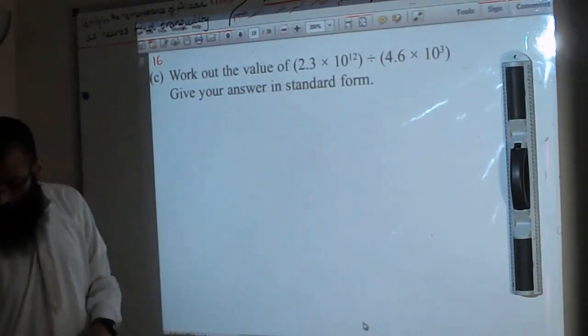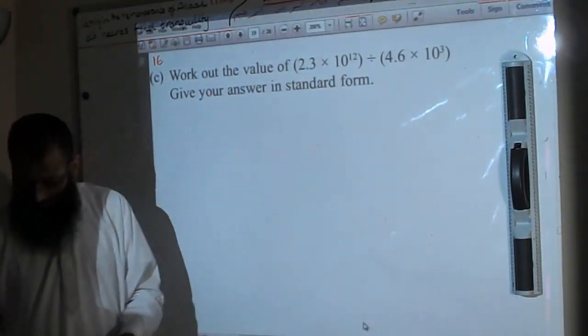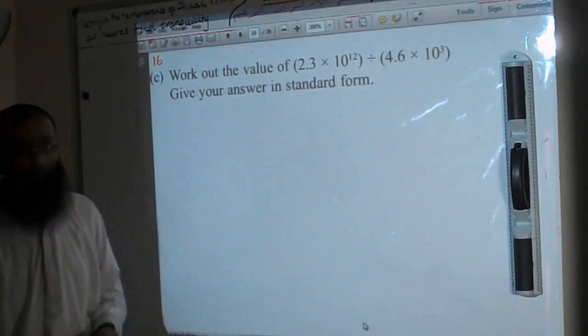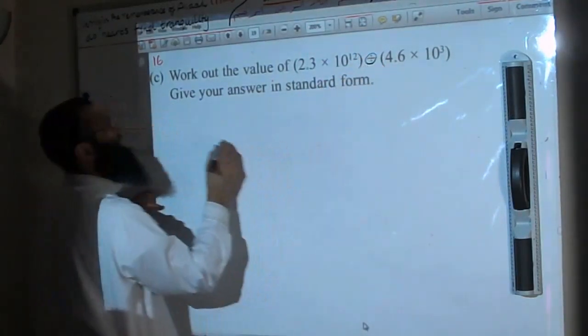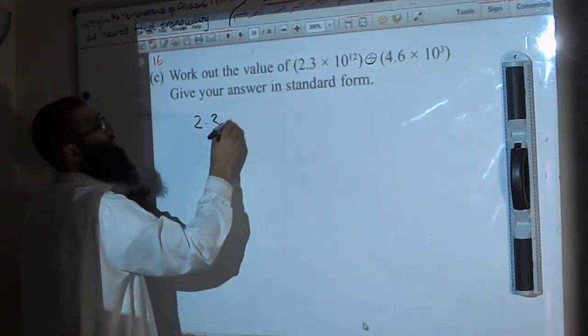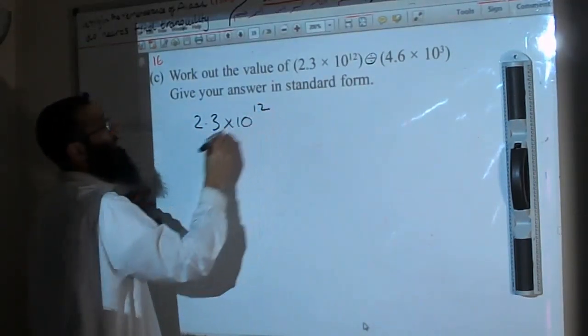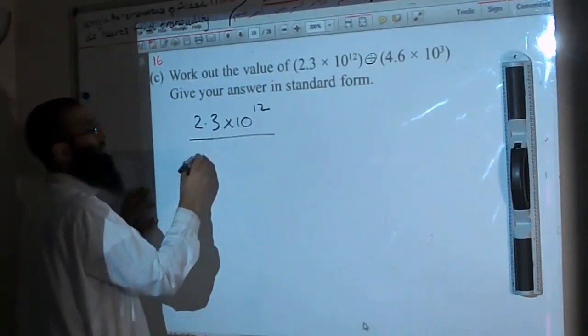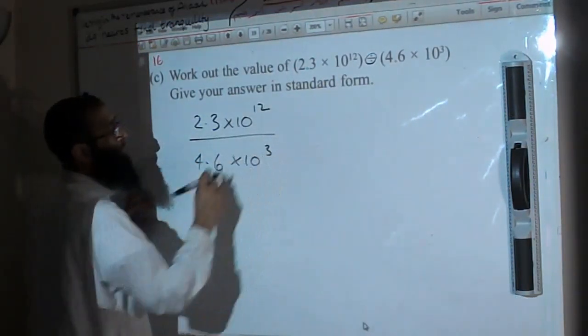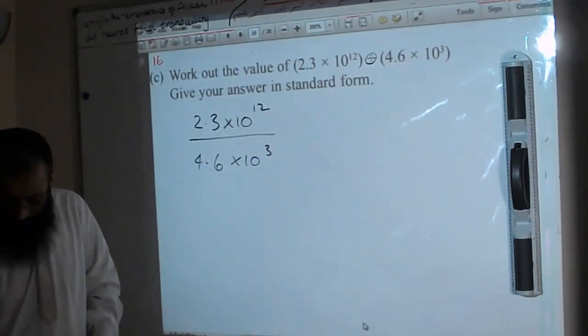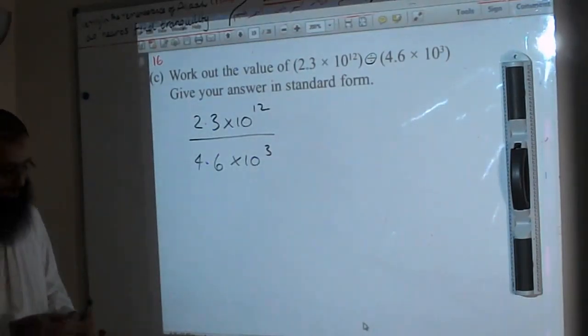So most of the students' lives revolve around calculators. Alright, let's see how we do that. Can somebody tell me what the sign here is? Divide. Another way of writing divide is by putting a line. I'm just going to rewrite the question because I'd like to see it in this form.